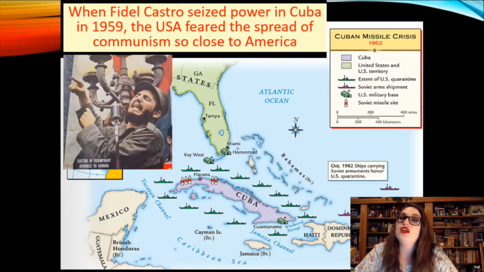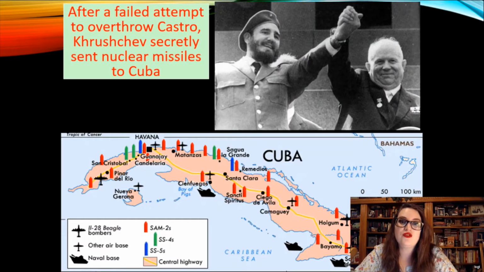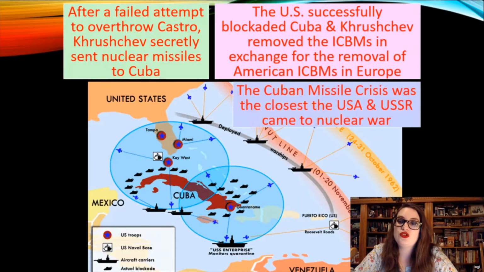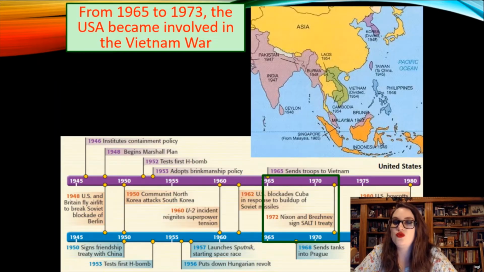When Fidel Castro seized power in Cuba in 1959, the USA feared the spread of communism so close to America. After a failed attempt to overthrow Castro, Khrushchev secretly sent nuclear missiles to Cuba, and the U.S. successfully blockaded Cuba, and Khrushchev removed the missiles in exchange for the removal of American missiles in Europe. The Cuban Missile Crisis was the closest that the USA and the Soviet Union ever came to nuclear war.